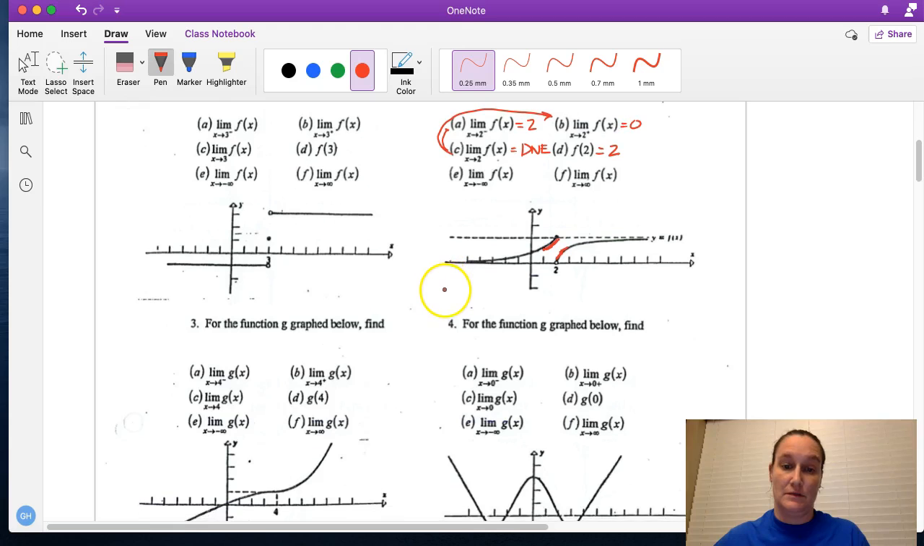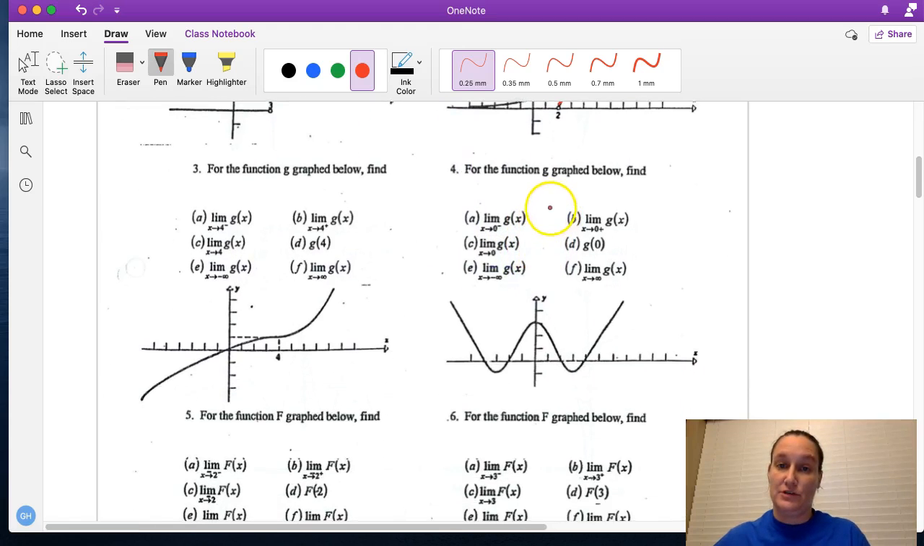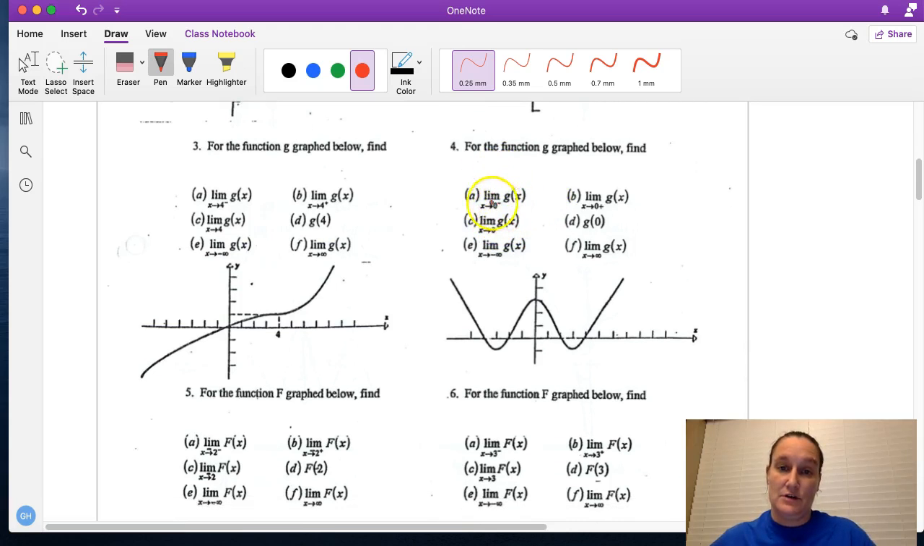Okay, so let's look at another one. Let's look at 4. All right, so for the function g graphed below, let's find these. So all of these are x is going to 0. We're ignoring e and f again. We don't care about those. All right, so as x is going to 0, here's x equals 0, it's the y-axis.